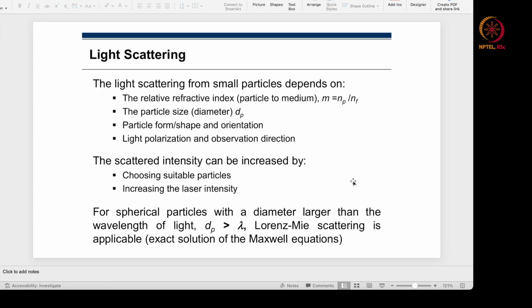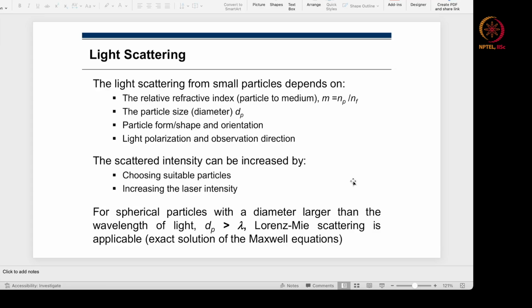The particle form, shape and orientation are also important, and the light polarization and observation direction are also important. So the scattered intensity can be increased, because we want more scattered intensity, by choosing suitable particles and increasing the laser intensity. If you increase the source intensity, crank it up, obviously the scattered intensity is also going to go up. And we choose suitable particles for the job. So these are all measurement prerequisites when you are dealing with tracer particles in the flow. When you are trying to get quantitative information out of this, these things matter a lot.